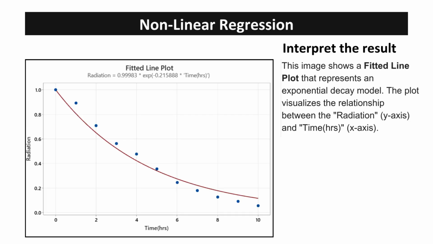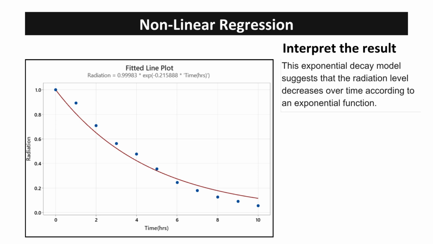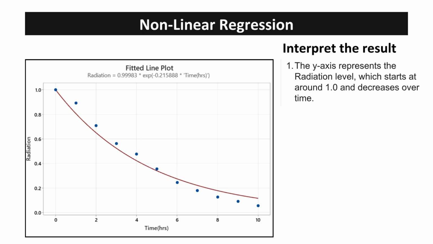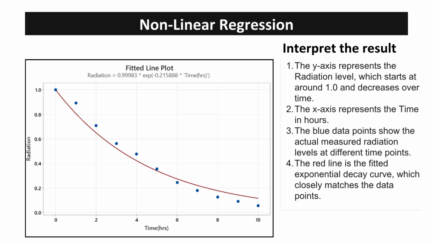This image shows a fitted line plot that represents an exponential decay model. The plot visualizes the relationship between the radiation, y-axis, and time, hours, x-axis. This exponential decay model suggests that the radiation level decreases over time according to an exponential function. The y-axis represents the radiation level, which starts at around 1.0 and decreases over time. The x-axis represents the time in hours. The blue data points show the actual measured radiation levels at different time points. The red line is the fitted exponential decay curve, which closely matches the data points.